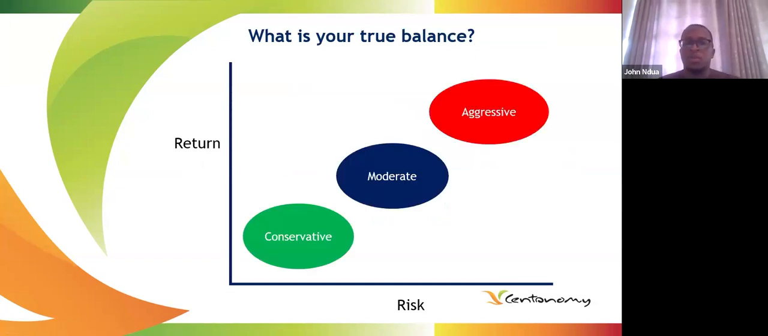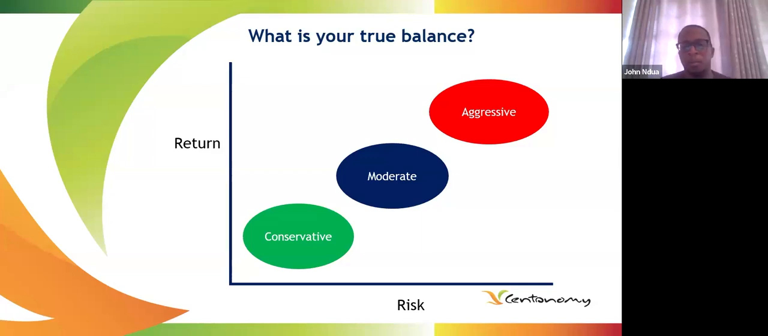Once you've defined your true risk profile, it can only come in these three areas. You could be either conservative, moderate, or aggressive. So what do I mean by each? Conservative means you have a low risk tolerance, low risk capacity, low risk required. So you are conservative. You don't really need to take risk, so you will invest in low risk investments.